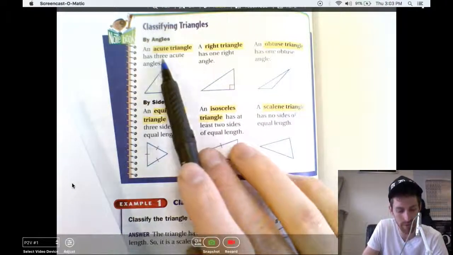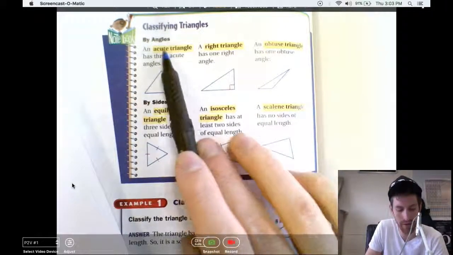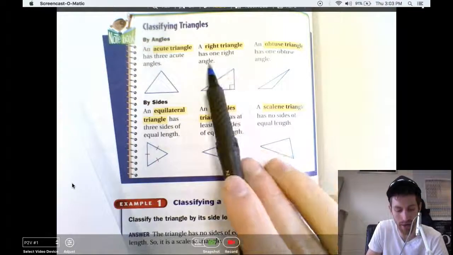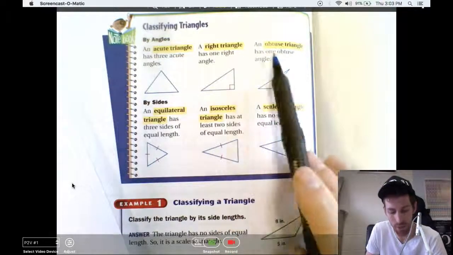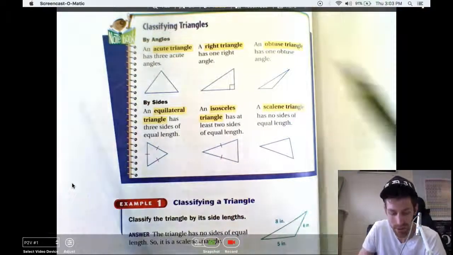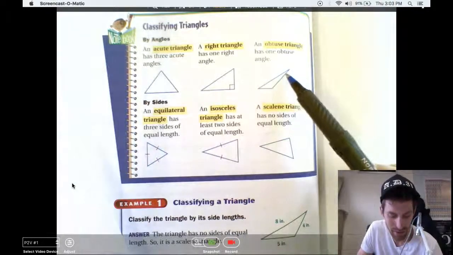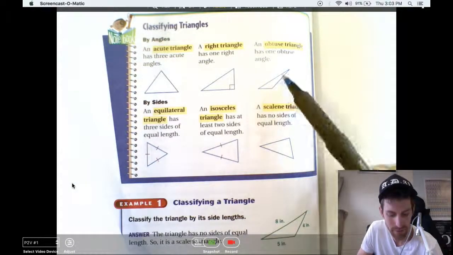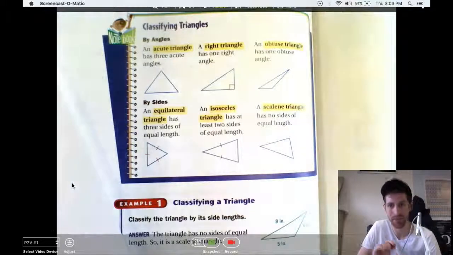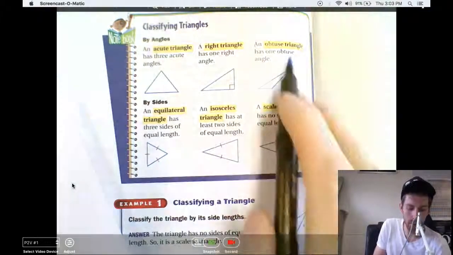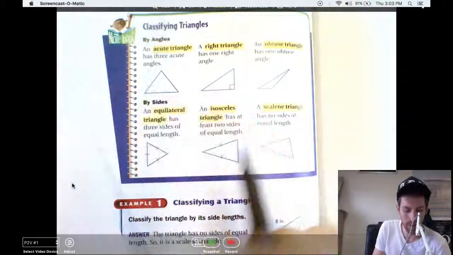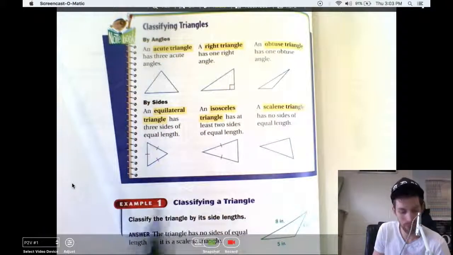Notice this difference. 3 acute angles makes an acute triangle, but one right angle makes a right triangle, and one obtuse angle makes an obtuse triangle. Because in this obtuse triangle, there's actually 2 acute angles, but it's still not an acute triangle. Okay, get it? Now, we were just talking about the angles. Now we're talking about the sides.